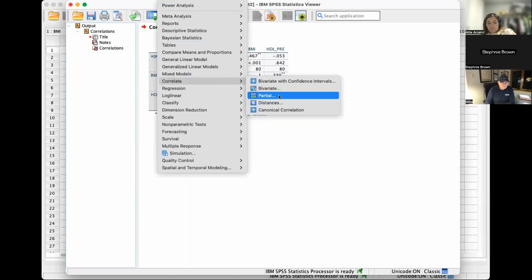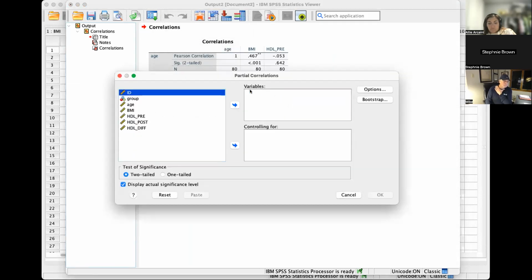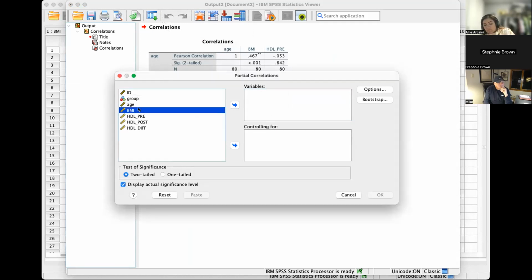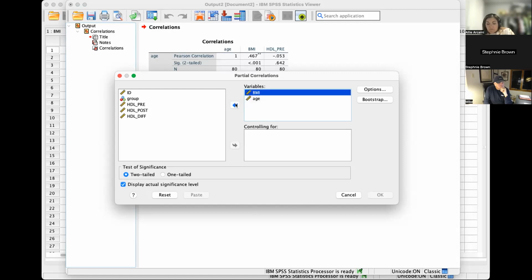So we go down to correlate, partial correlation. In the variables box, we put the two variables that we want to look at the correlation between. So we want to look at the correlation between HDL pre and age, and then in the controlling for box, BMI. And that's all we need to do.